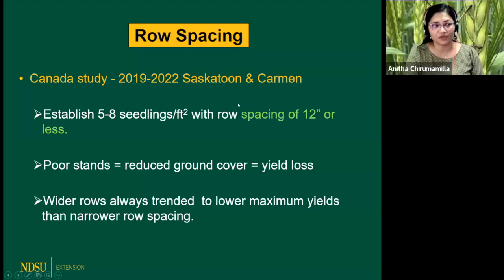So narrow spacing is very efficient in canola production. However, if you choose wider rows, that always trends to lower yields because there is not enough ground cover, and we are not utilizing the nutrients or the moisture in that open space.